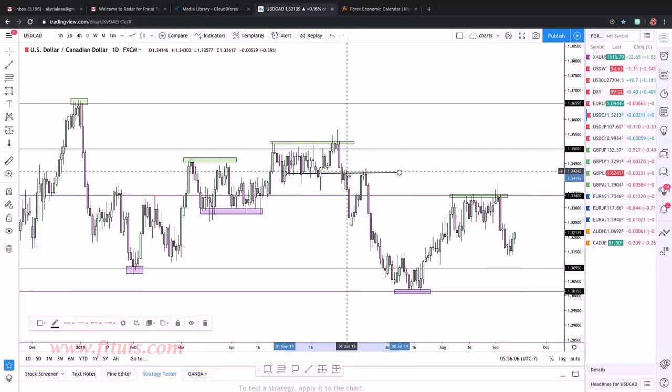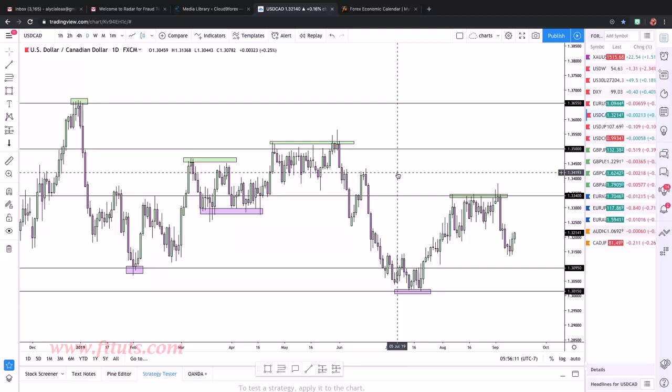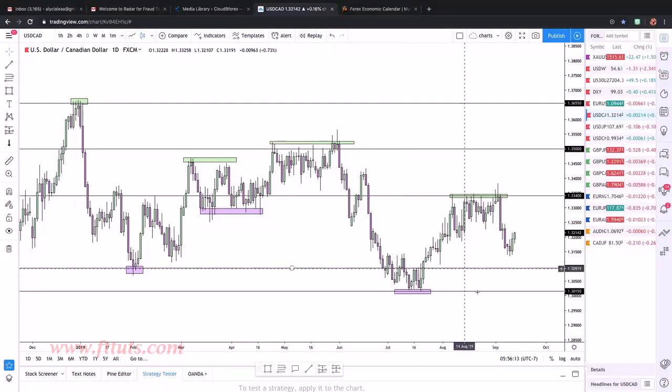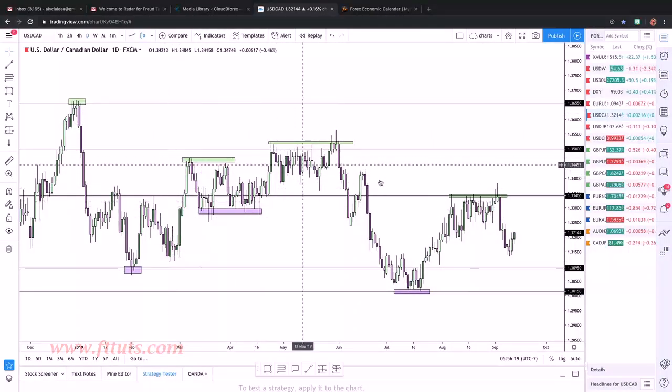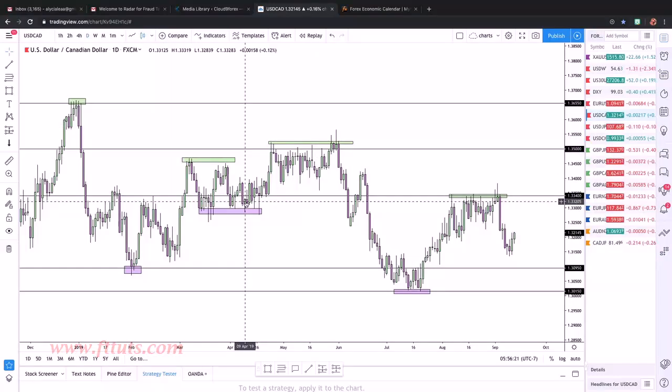So these levels come in handy when you're marking them up, and obviously our charts aren't going to look like this when we start trading. I just want you guys to do this because I want you to see how it all works and where we're going to sell and where we're going to buy. So this is really important that you understand each key level.